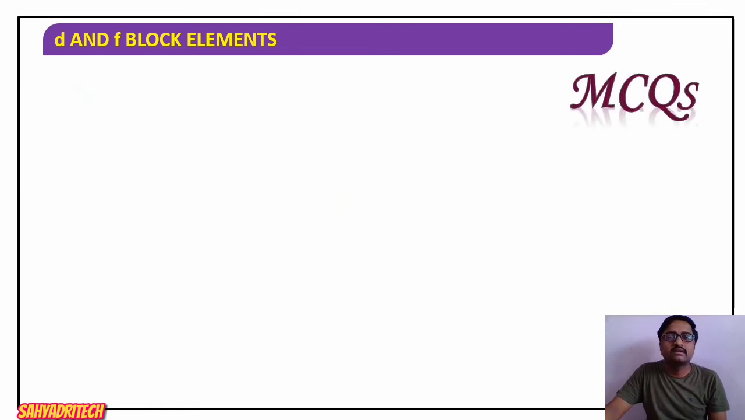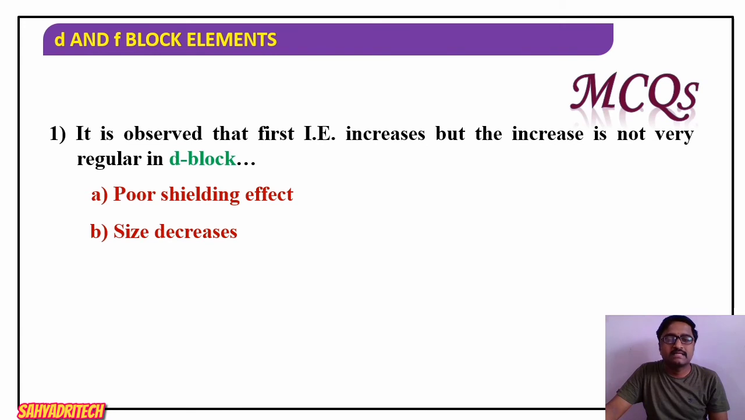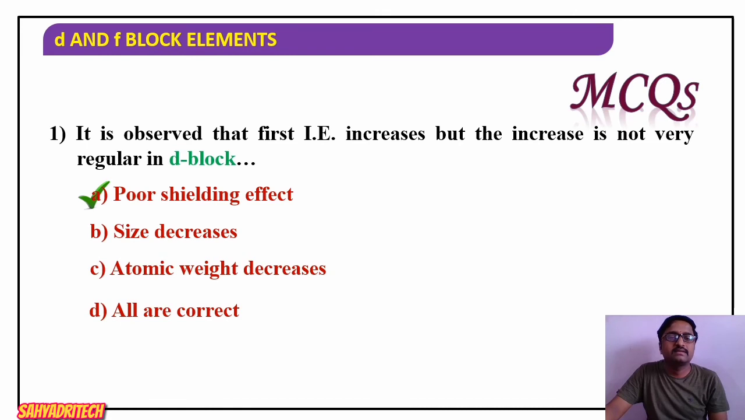Well, now coming to the MCQs. It is observed that the first ionization enthalpy increases, but the increase is not very regular in the d block. Options: it is because of poor shielding effect, size decreases, atomic weight decreases, all are correct. Yes, why are we getting irregularity in the ionization enthalpy? It is because of poor shielding effect. So option A is correct.